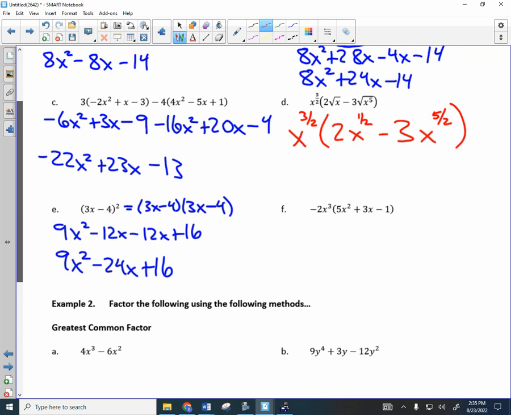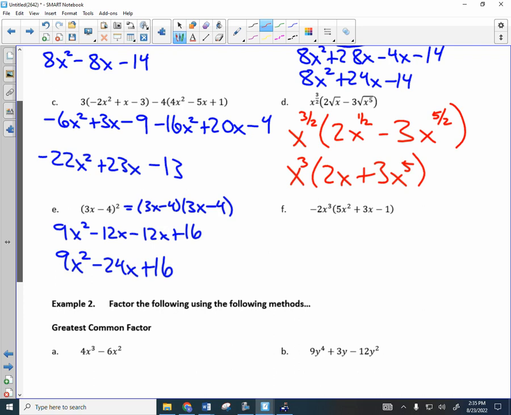And now we will go ahead and distribute. Now, if the problem wasn't set up like that, if it was set up as x to the 3rd times 2x plus 3x to the 5th, you would say no big deal, right? You just add the exponents. So let's keep that same idea in mind.